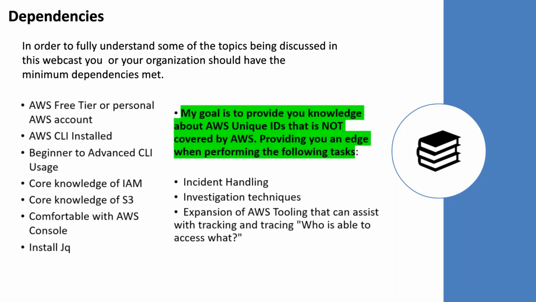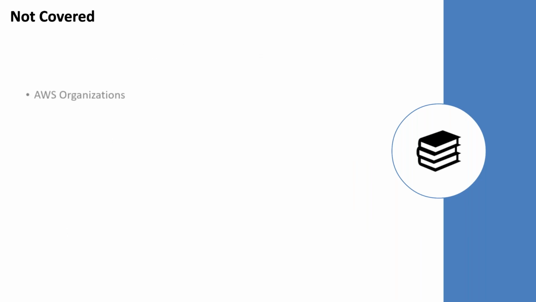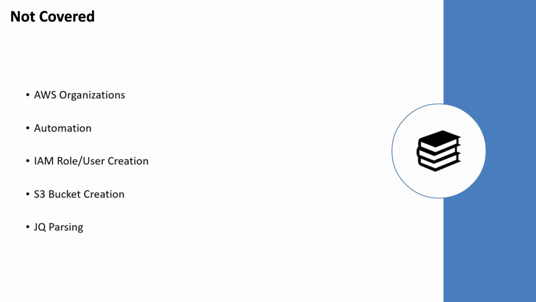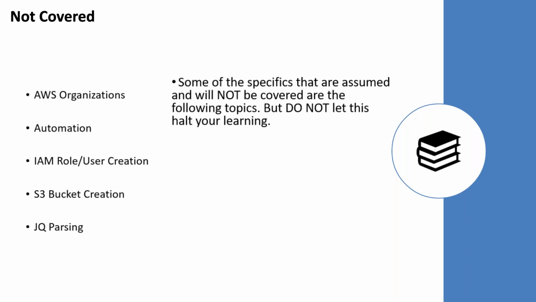So let's move on into some of the things that we won't cover: AWS Organizations, automation for those roles and how we build them out using automation, user or IAM role creation, S3 bucket creation, and JQ parsing. Some of the specifics that are assumed will not be covered, but don't let this stop you. If you're like, I don't know what JQ parsing is, write it down. Go to Google and ask, what is JQ? How can I parse JSON?